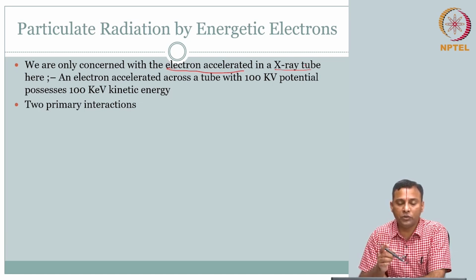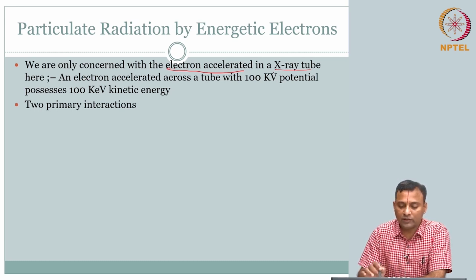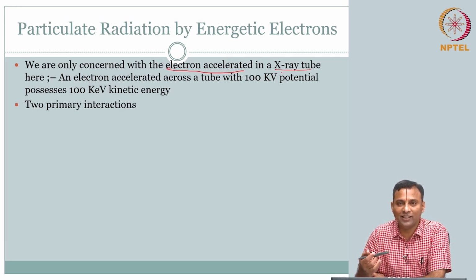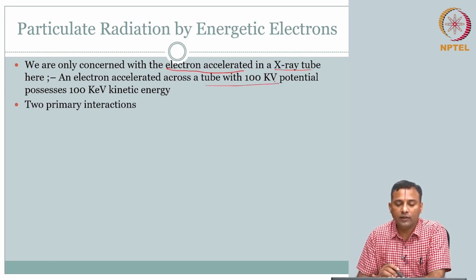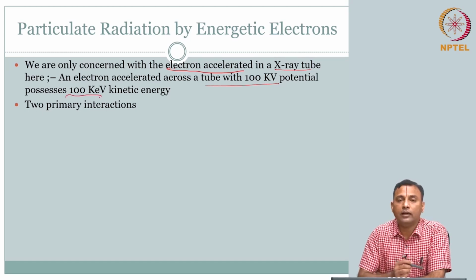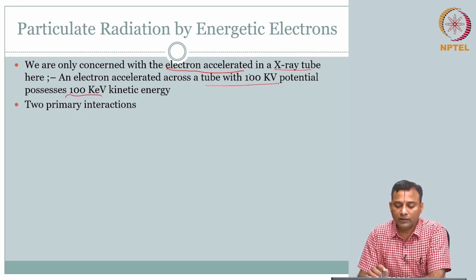And how is it used? It is used for generating X-rays, right. So, this is in an X-ray tube generating X-ray. We are using a particulate, ionizing radiation to generate X-ray. We will see what happens, why X-ray comes out. In this context, an electron is accelerated across a tube, and that is why it has energy. So, electron is a particle and it has energy which is sufficient to cause ionization. So, it is a particulate ionizing radiation.